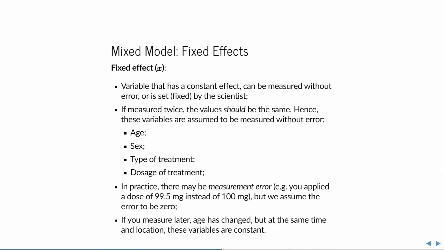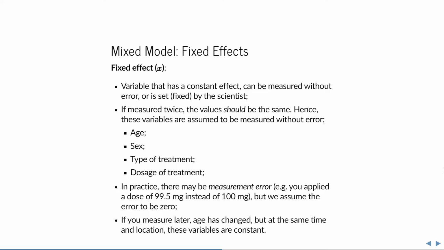A fixed effect is a variable that has a constant effect, or something that can be measured without error, or something that is set, so fixed, by the scientist. A rule of thumb to recognize a fixed effect is that if measured twice, then the value should be the same. So these variables are assumed therefore to be measured without error. So an example is age, or a person's sex, or the type of treatment applied, or the dosage of a treatment. And the first two we can assume to be measured without error, and the last two we set ourselves when we design the study.